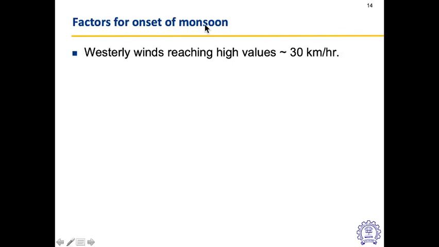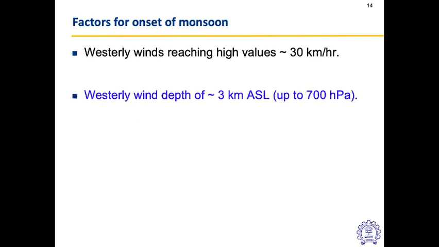And lastly, the factors for onset of monsoon are these. Westerly winds have to reach high values. Westerly depth of 3 kilometers. So the low-level Somali jet should be up to 3 kilometers depth, up to 700 hPa. Above that, it is all tropical easterly jet.